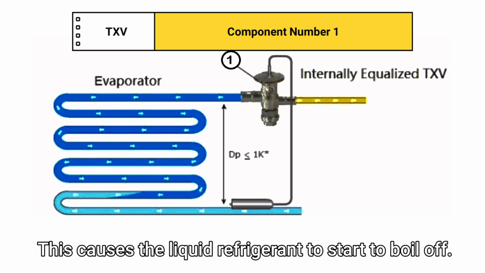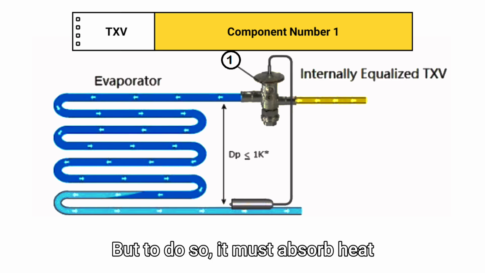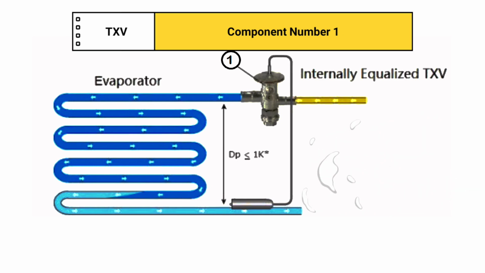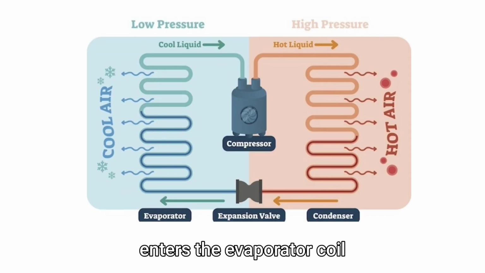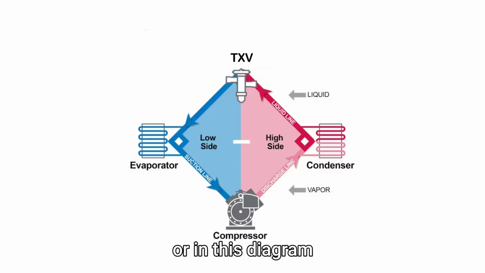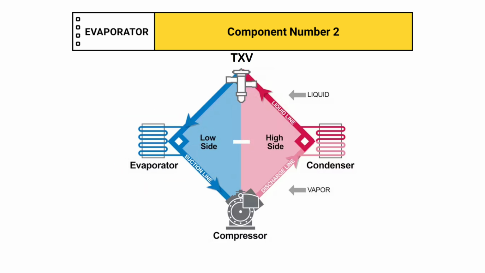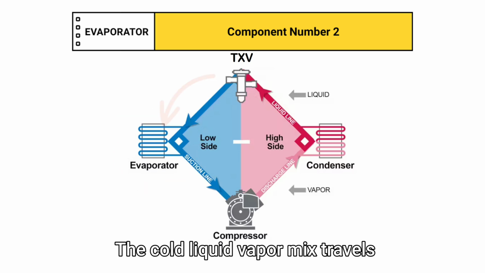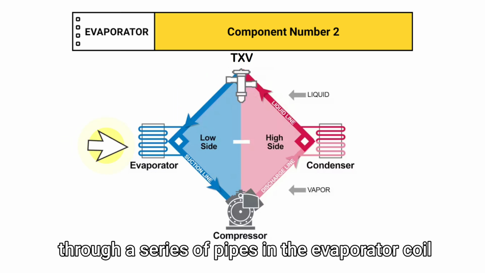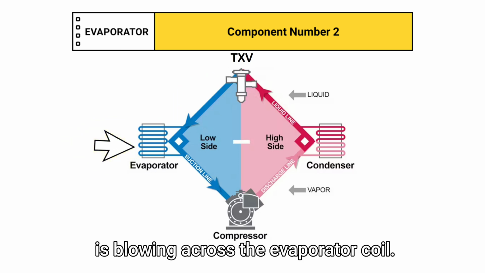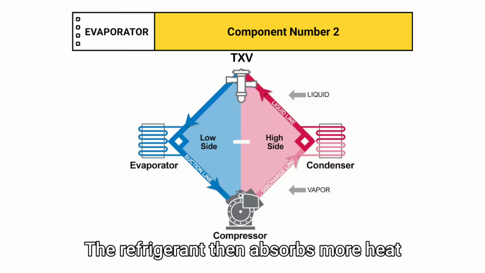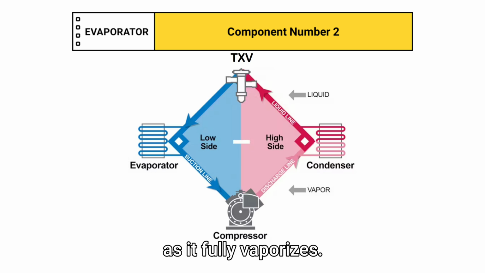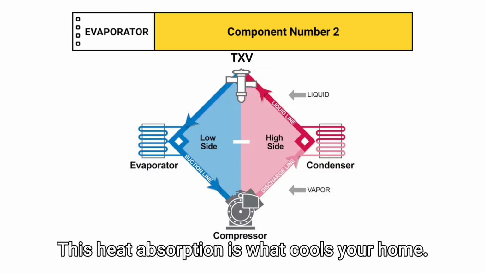This causes the liquid refrigerant to start to boil off, but to do so, it must absorb heat from its surroundings. Now, this cold mixture of liquid and vapor enters the evaporator coil, or in this diagram, component number two, in your home. The cold liquid vapor mix travels through a series of pipes in the evaporator coil, all while the household air is blowing across the evaporator coil. The refrigerant then absorbs more heat as it fully vaporizes. This heat absorption is what cools your home.